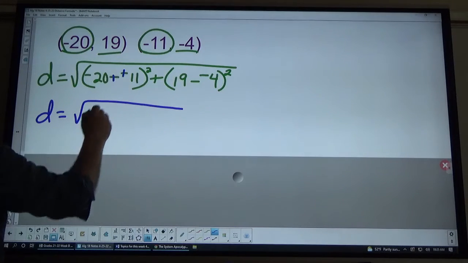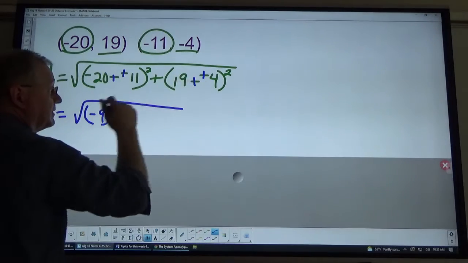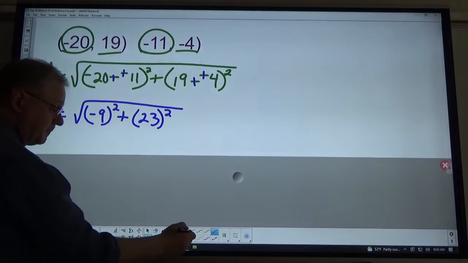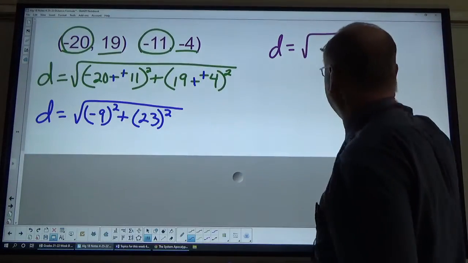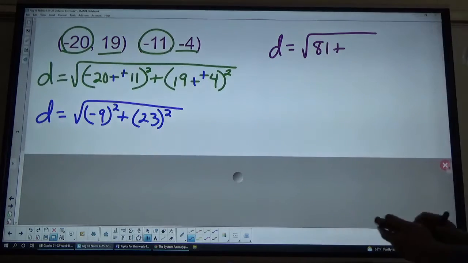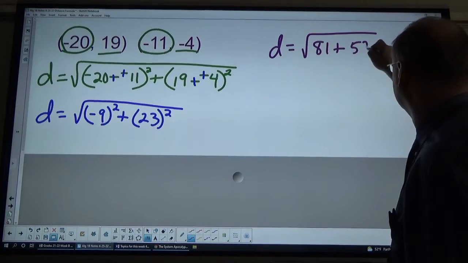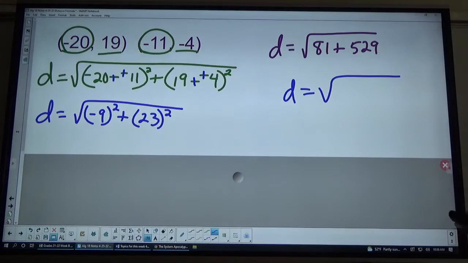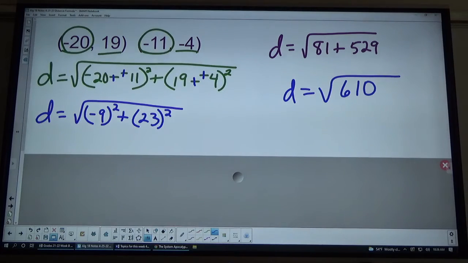Now, plus positive, that makes negative 9 squared, plus positive, that makes 23 squared. We know that negative 9 squared is positive 81. 23 squared is 529. So when I add these together, I get 610. Now, when you look at this at first, you say, oh, maybe we can break it apart.